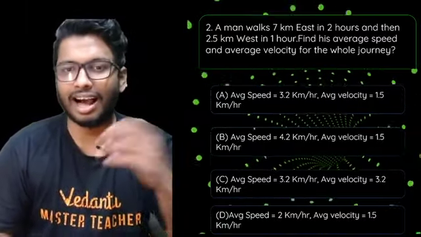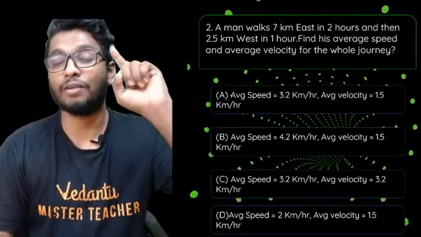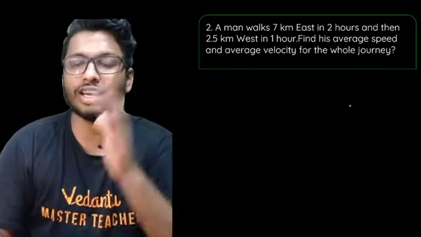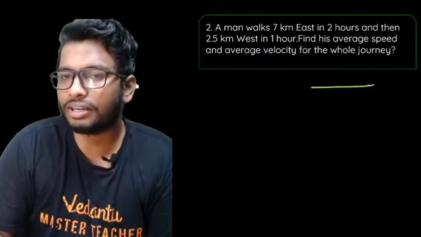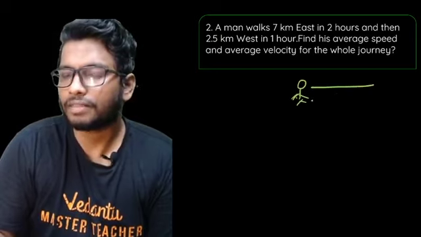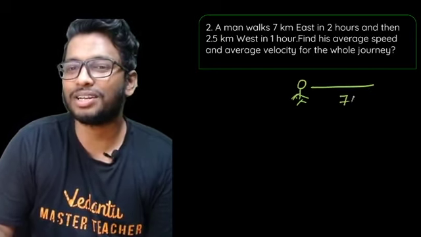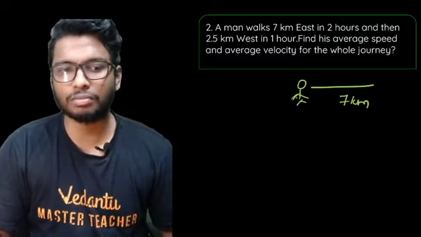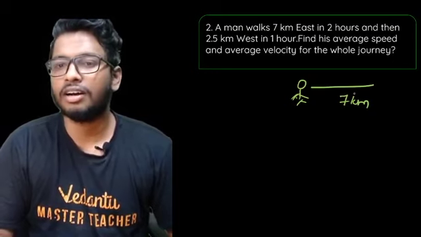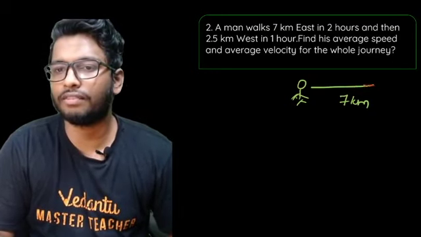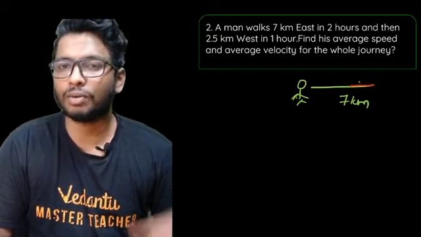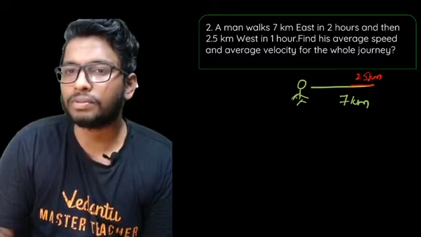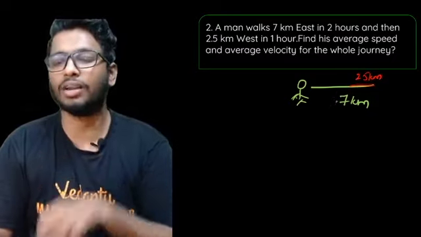Once again, I want all of you to try out the question, pause the video and try it by yourself. So here's the question, guys. He walks 7 kilometers towards east. And then he walks another 2.5 kilometers back, which I'll represent with a different color, maybe red. So he walks 2.5 kilometers back towards west in 1 hour. So this distance is basically 2.5 kilometers. I'm supposed to find out his average speed as well as average velocity.